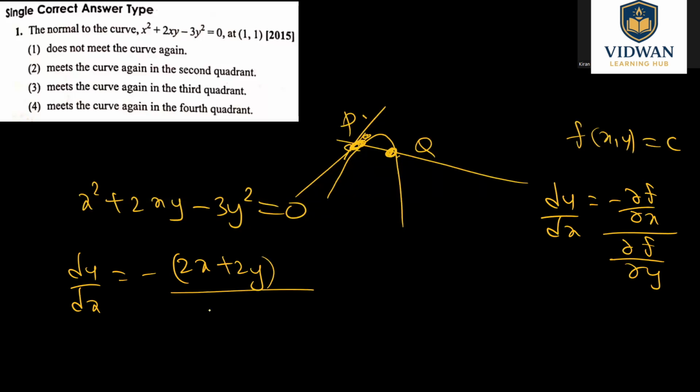Divided by, if you write dou f by dou y, the partial derivative with respect to y. For x square, the derivative is 0. For 2xy, what is the derivative?